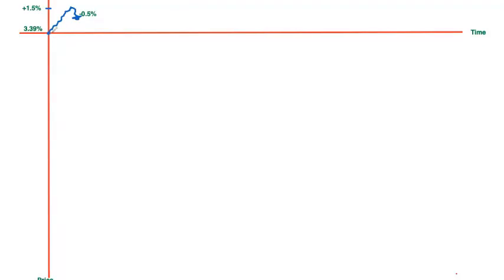Okay, that's very simple. And the second scenario is if the market is moving down.